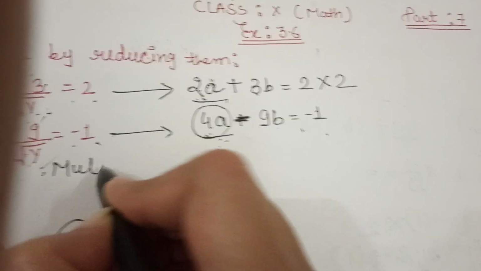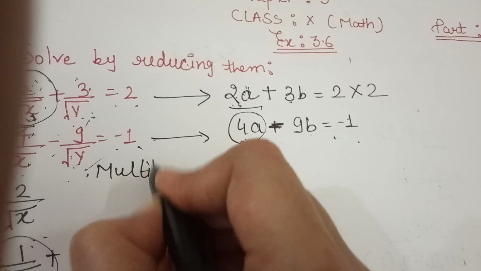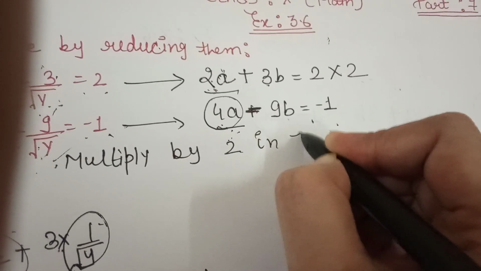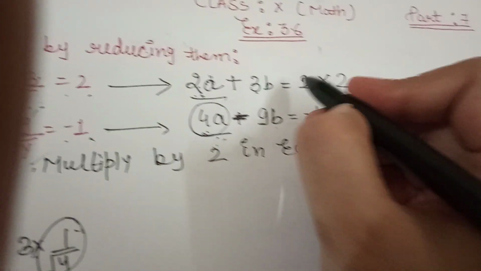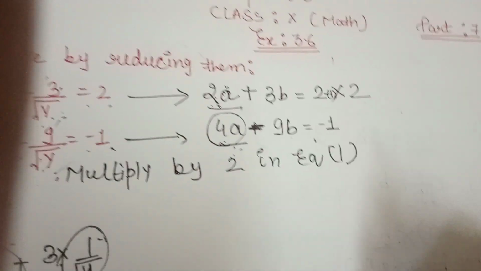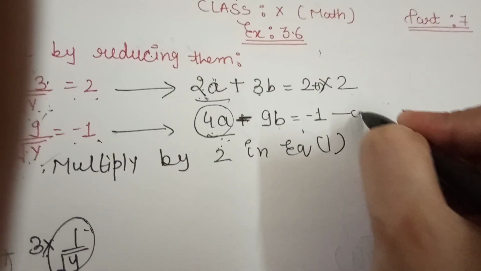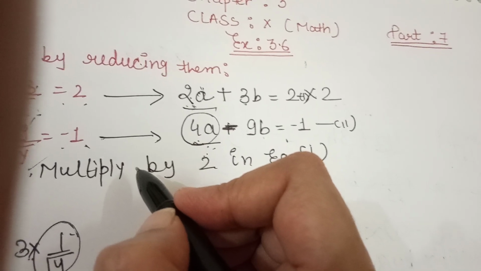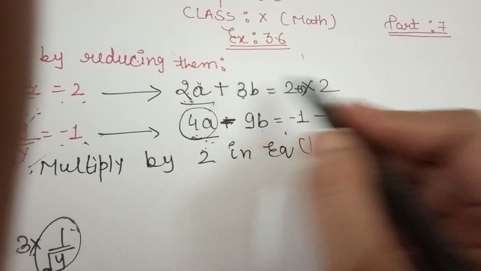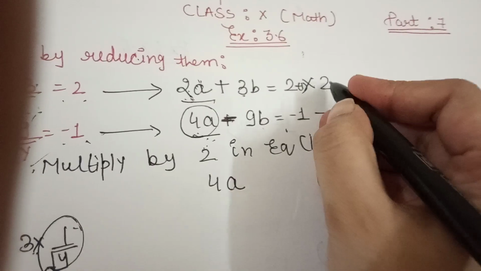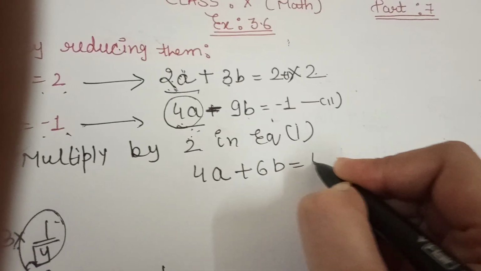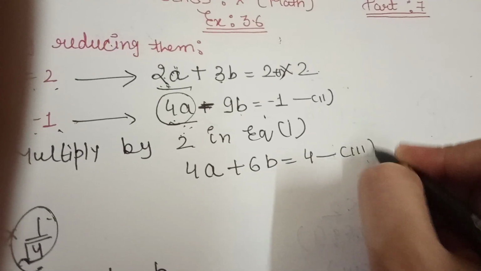So you write here, multiply by 2 in equation 1. So we are multiplying by 2 in equation 1. Fine. And this is equation second. Don't forget to multiply in each and every term of that equation. So 2a into 2 is 4a, 3b into 2 is 6b, 2 into 2 is 4. So this is now the third equation.